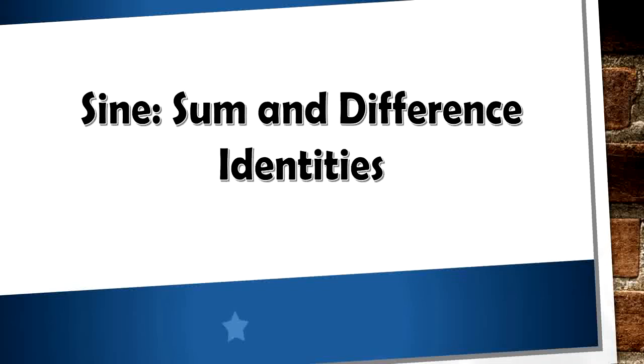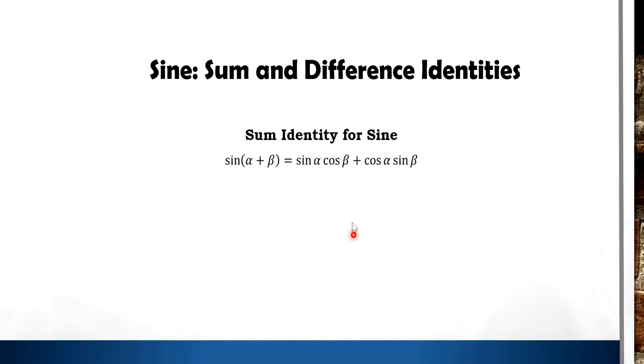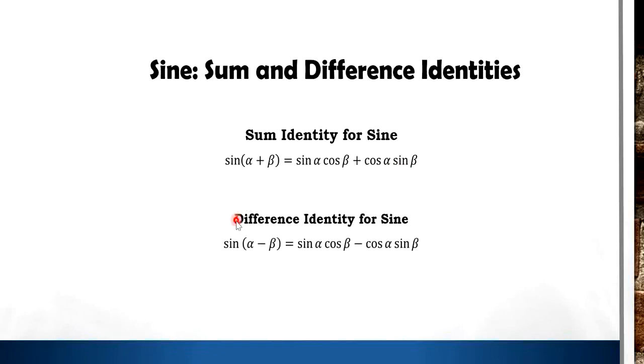Lesson is about sum and difference identities per sine. In this lesson, we have two important formulas that we need to remember. First is the sum identity for sine. We have sine alpha plus beta. The formula is the product of sine alpha and cosine beta, plus the product of cosine alpha and sine beta. Next is the difference identity for sine.